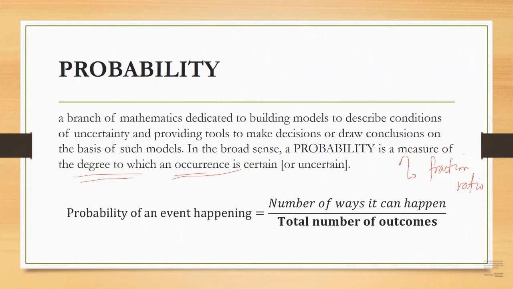Okay? So, ang formula natin ng probability is the number of ways it can happen divided by the total number of outcomes. So, yung formula na yan will come to light dun sa mga examples na susunod natin, dun sa part 2.